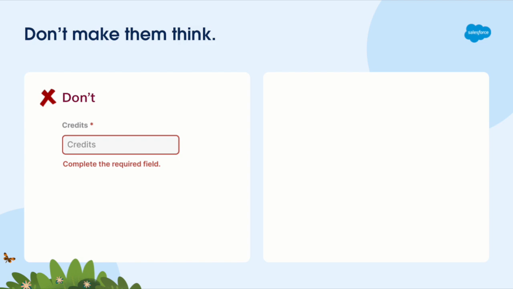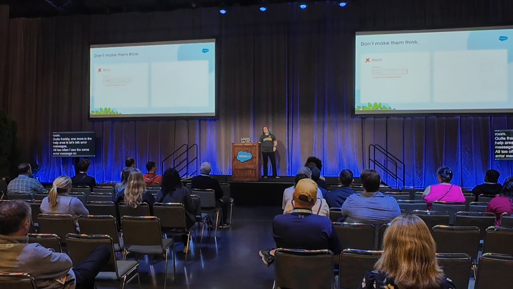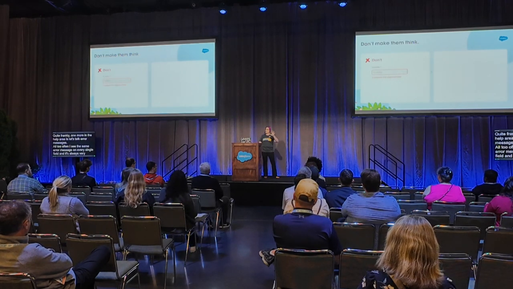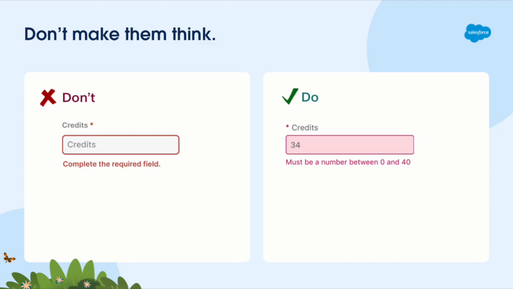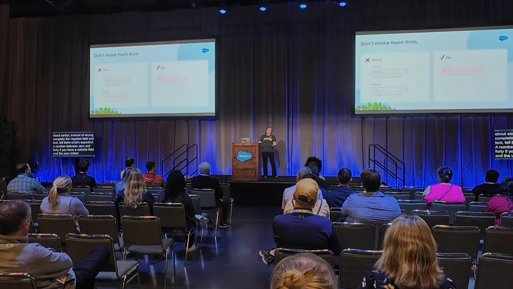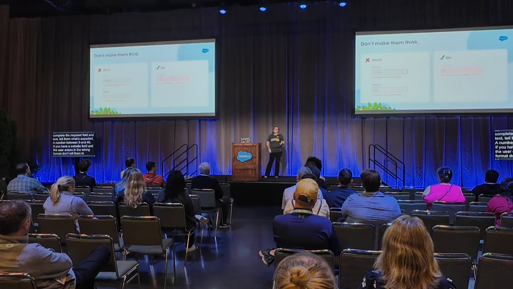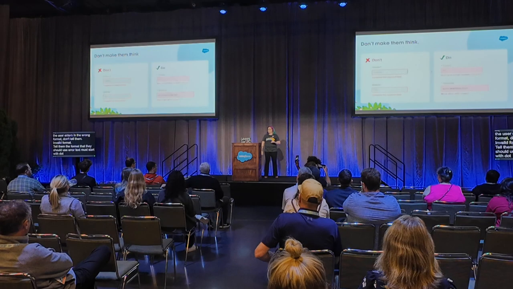One more in the help area: let's talk error messages. All too often, I see the same error message on every single field, and it's always vague. It doesn't tell you what went wrong or how to fix the issue. So for the credits field I talked about earlier, instead of saying complete the required field, tell them what's expected: a number between 0 and 40. If you have a website field and the user enters the wrong format, don't tell them invalid format. Tell them the format that they should use. Error text like "must start with www dot" is way more effective.